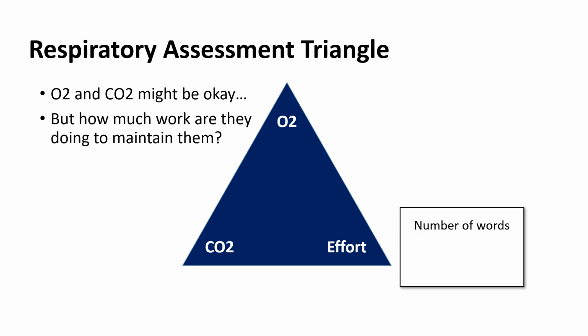When they speak, how many words are they getting out? Are they speaking in full sentences or is it just 1 or 2 words at a time? Are they using accessory muscles? Can you see intercostal muscles or a tracheal tug, or do you see their diaphragm and their belly moving a lot? And what position are they in? Are they lying comfortably on a stretcher or are they sitting bolt upright, leaning on their hands? All of these are signs of respiratory distress that needs to be dealt with.